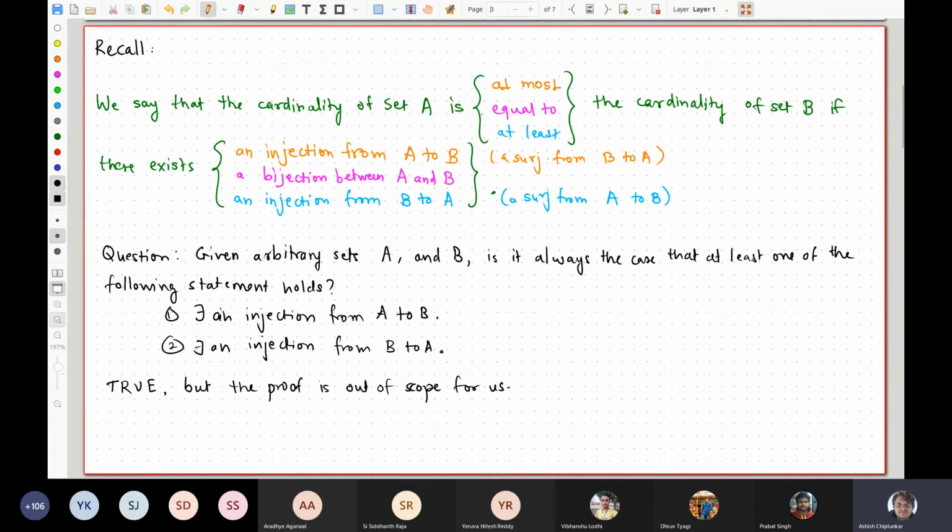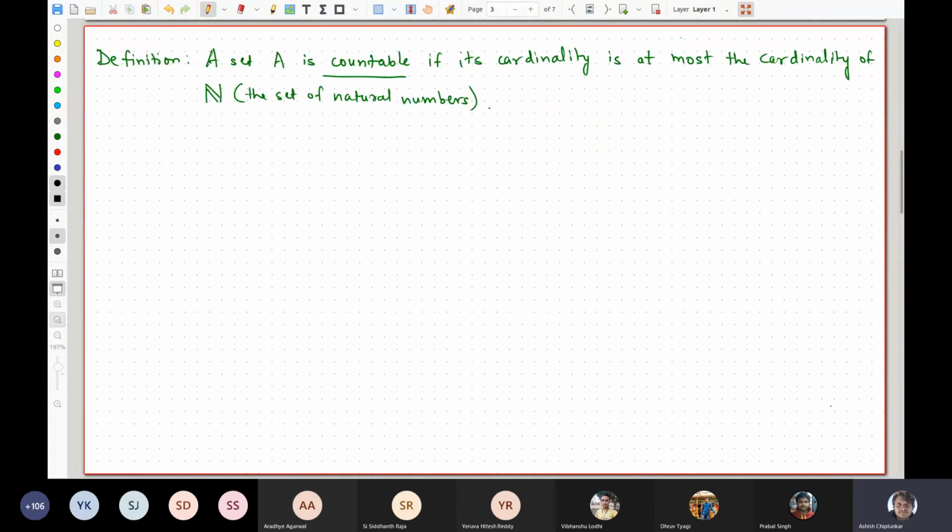Okay, good. Yeah, so what else did we say? In the last class, we defined the notion of countable sets, and we said that a set is countable if its cardinality is at most the cardinality of the set of natural numbers, right? So what are some ways of proving a set is countable? What we essentially did last time was the claim that the following statements are equivalent, right? So what does this mean?